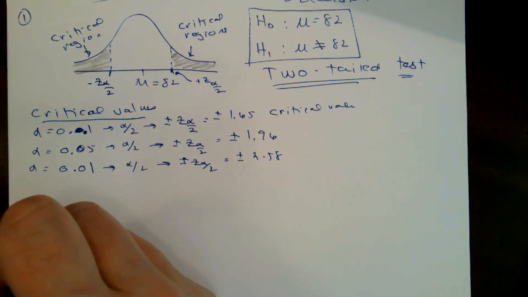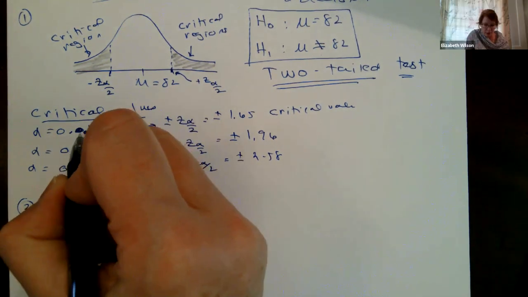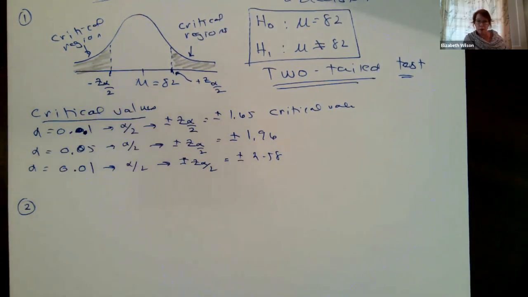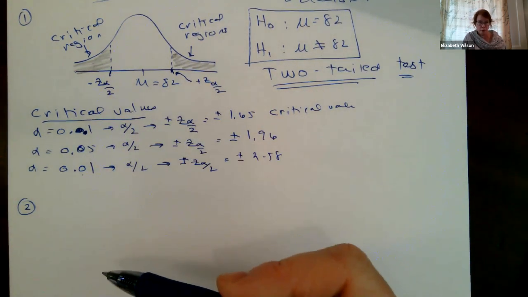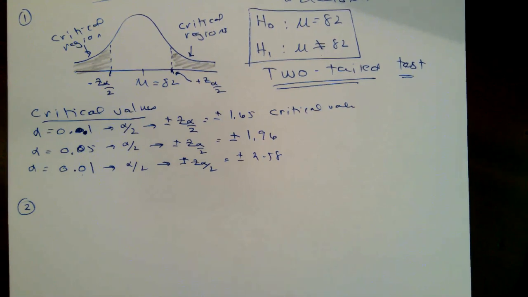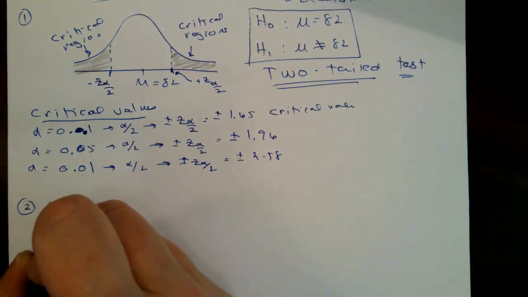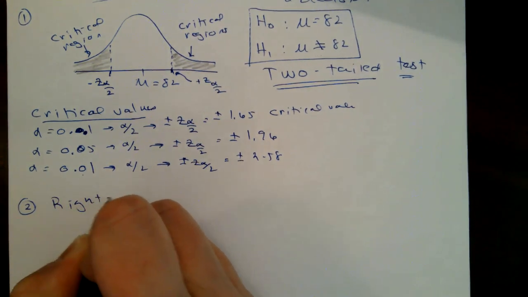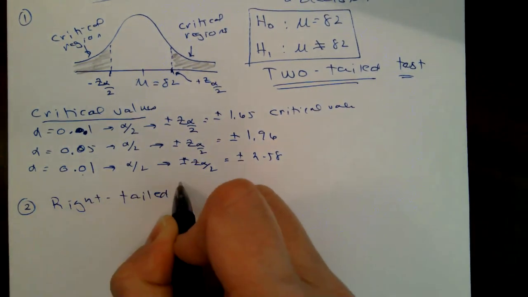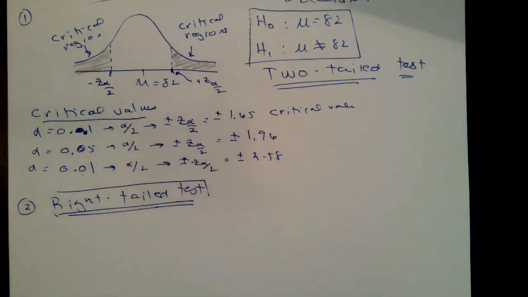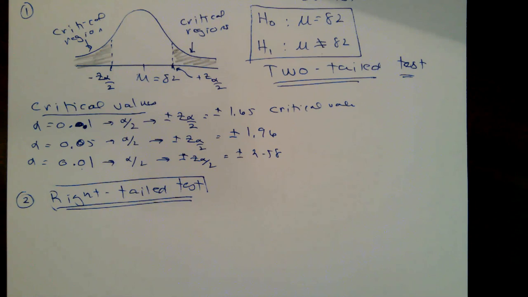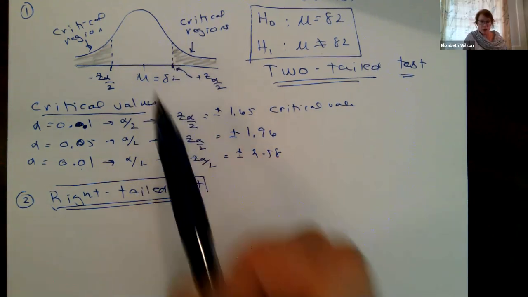Wait, the first alpha is 0.1? Sorry, yes, I wrote that wrong. It's just 0.1, okay? And then this is 0.05, this is 0.01. So the alphas get smaller as we go, right? So it was 0.1. I wrote that down wrong. So now this is our two-tailed test.